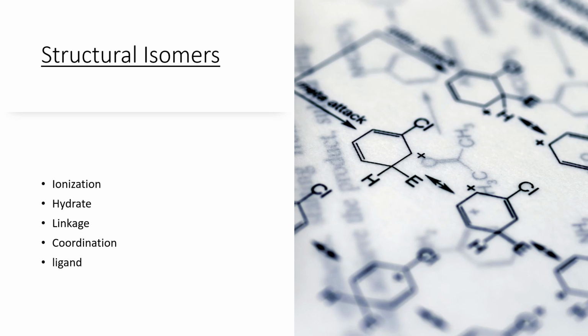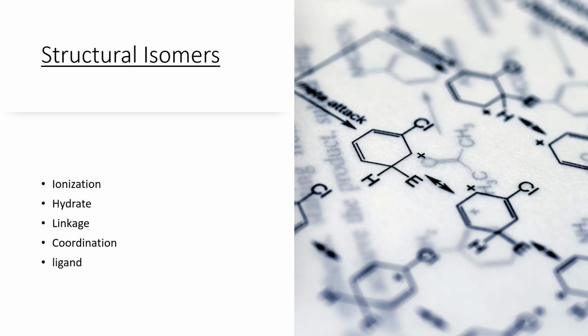Then we have coordination isomers. In coordination isomers, both cation and anion are complex ions, right? Like [Cr(NH3)6]3+ and [Cr(SCN)6]3-. Here both have the same formula, but again one has the cation and one has the anion.